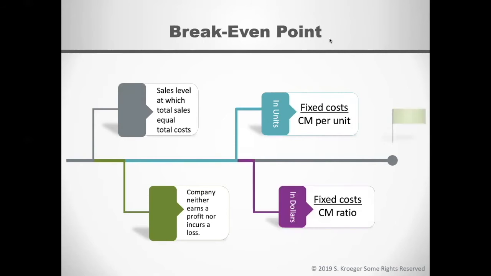The second formula is the break-even point in dollars, which means sales dollars. This will tell us what our sales amount needs to be in order to break even. The formula for this is fixed costs divided by the contribution margin ratio.